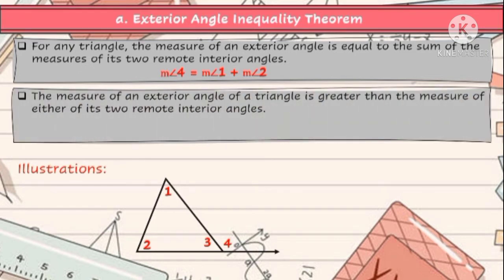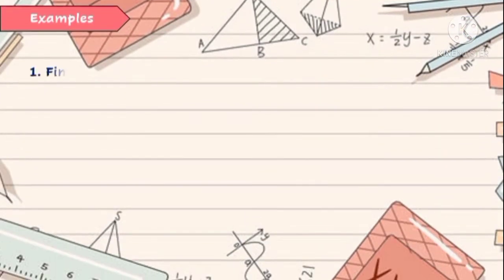It also states that the measure of an exterior angle of a triangle is greater than the measure of either of its two remote interior angles. Ibig sabihin, si exterior angle 4 ay laging greater than o mas mataas sa angle measure ng mga remote interior angle nito na angle 1 at angle 2. Let's apply this theorem in solving problems.